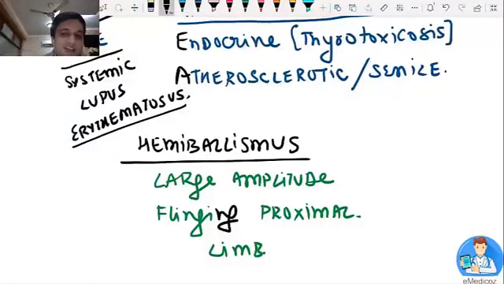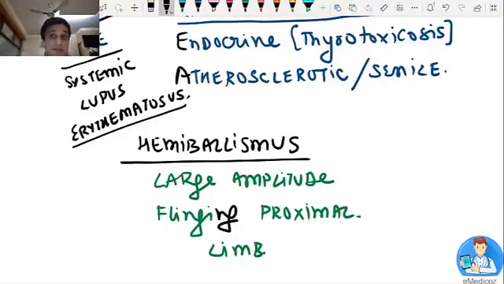Large amplitude flinging movement of a proximal limb. Okay, is this hemiballismus. What is chorea gravidarum? Gravidarum goes with pregnancy. A pregnant female can have chorea. That's known as chorea gravidarum. Okay.